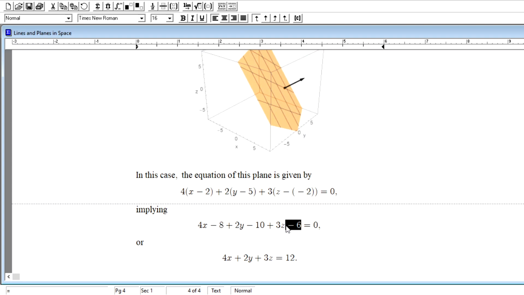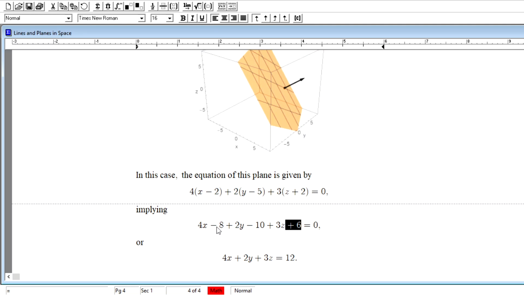Let's be careful here. Make sure I get this right. Sorry, this shouldn't be -6. This should actually be +6. I know that didn't seem like it added up right. This is going to be 4 times -2 is -8, 2 times -5 is -10, and 3 times -2, this would actually turn into +2 back here. So that would result in +6 in this result seen here.